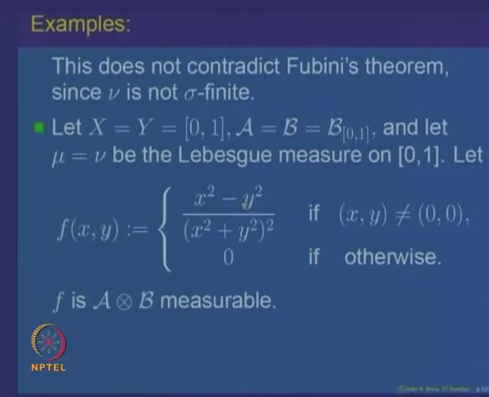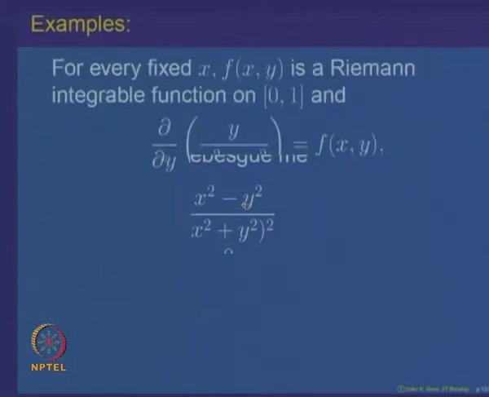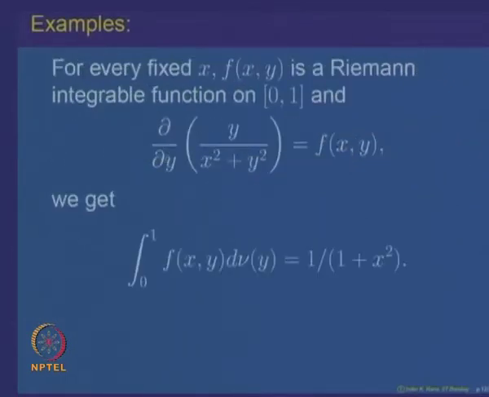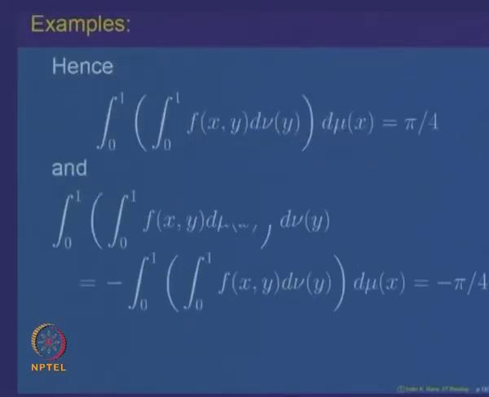So, I do not have to compute the other iterated integral, by using this property that if I interchange x and y, that gives me a negative sign. If I want to integrate first with respect to x and then with respect to y, the answer will be the same as the earlier one with a negative sign. So, the other iterated integral is going to be minus pi by 4.